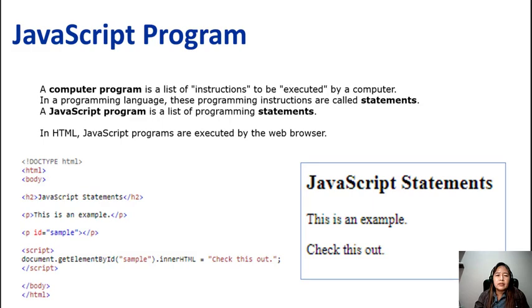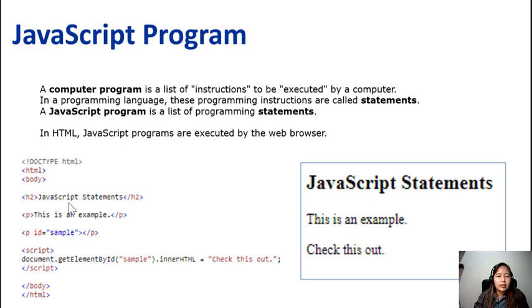Now so basically you have learned that when you say JavaScript program, it's a list of instructions that will be performed by the computer. In a programming language, these are called statements. So that's why I mentioned earlier that all statements end with a semicolon. And a JavaScript program is a list of statements. So as you can see here, and as what you will see in the later examples, you can have more than one line as your programming statement in JavaScript.